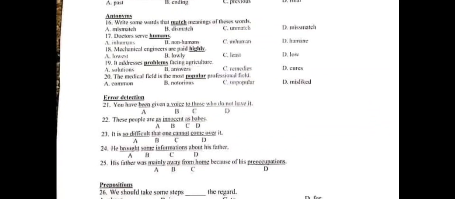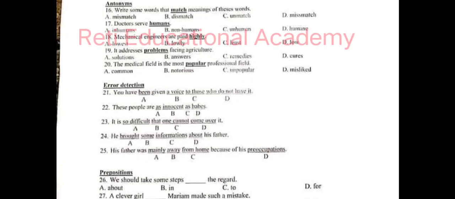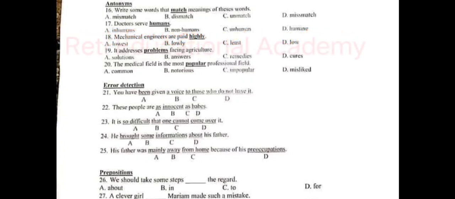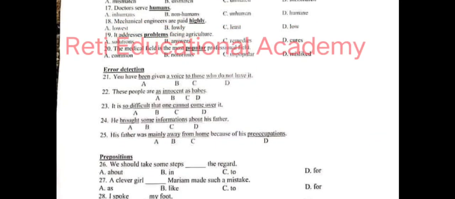Now comes error detection. Number 21. You have been given a voice to those who do not have it. And the error is in B. A voice. Question number 22. These peoples are as innocent as babies. And the error is in babies. Plural babies.